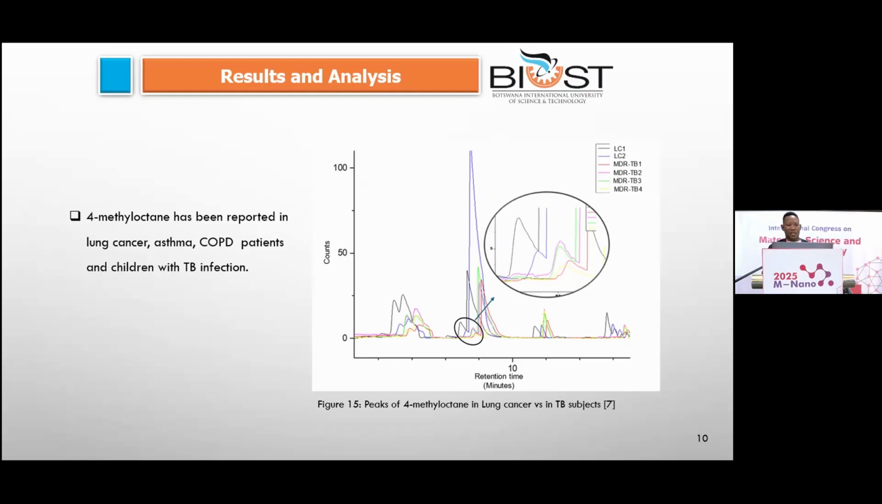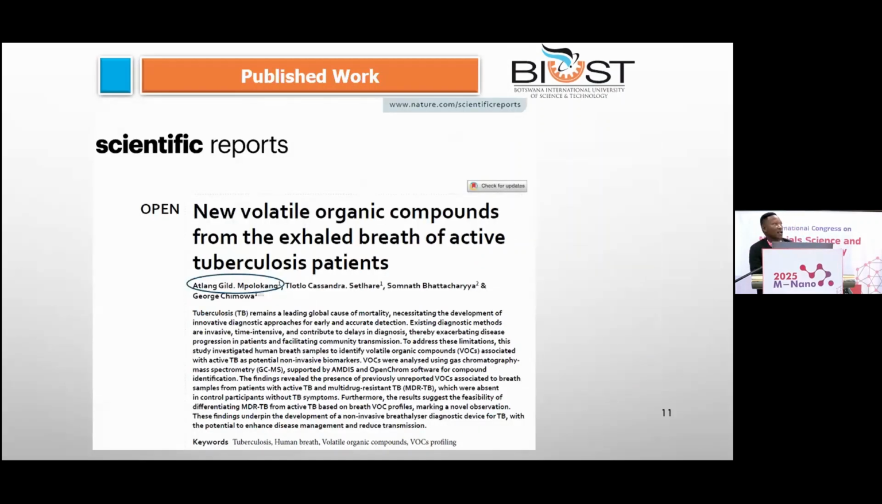Because we see that lung diseases share some similar VOCs, we cannot say we diagnose a disease based on one VOC. We need to have a number of VOCs to use to diagnose the disease. From those results, we had a publication in Scientific Reports. And we also have a second paper on lung cancer, also in Scientific Reports.